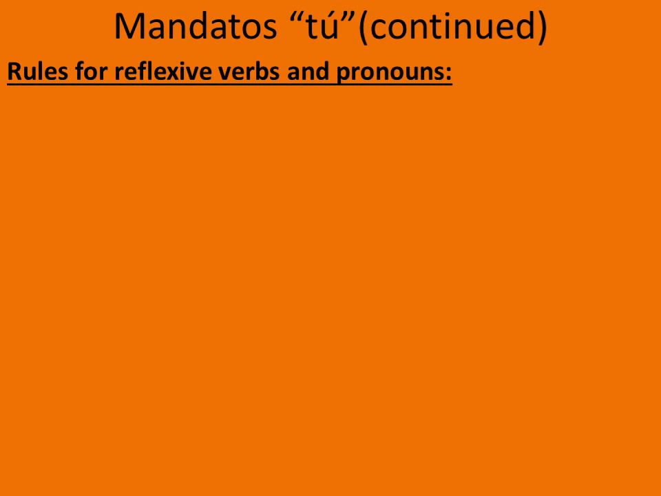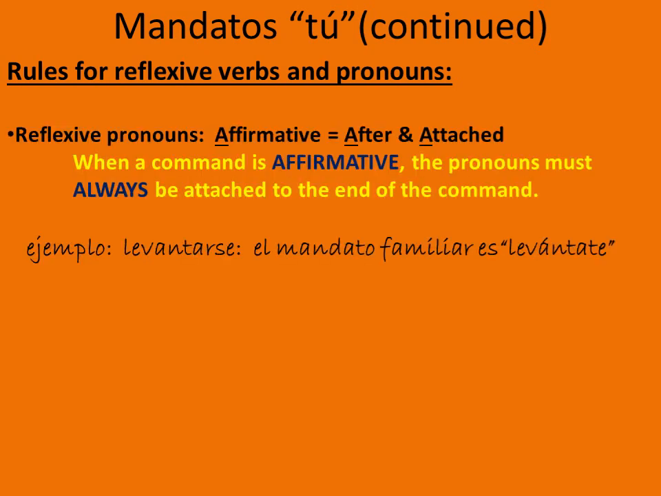The only tricky thing we have about our tú commands is that we need to make sure that when we have reflexive, indirect, or direct object pronouns, that we are going to put those pronouns in the right spot. The rule is that for an affirmative command, and all that means is when you're telling somebody to do something, it has to go after and attached. And if you notice, they all start with an A. Affirmative is after and attached.